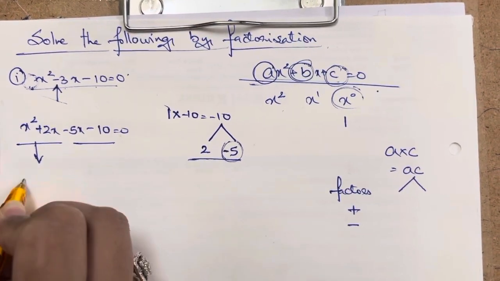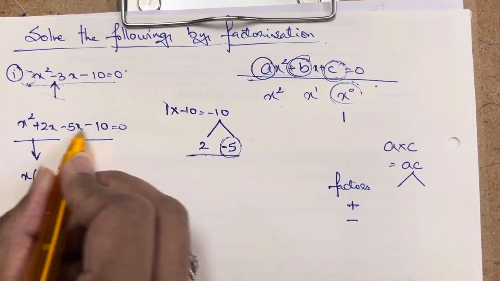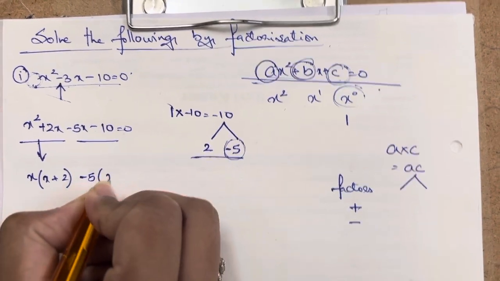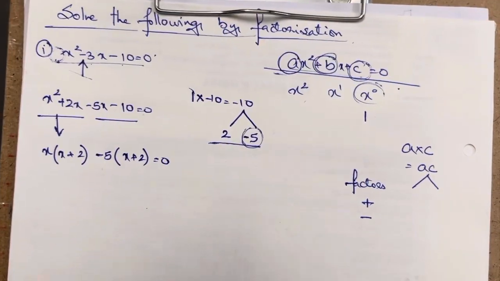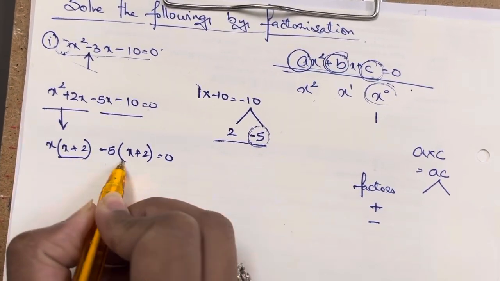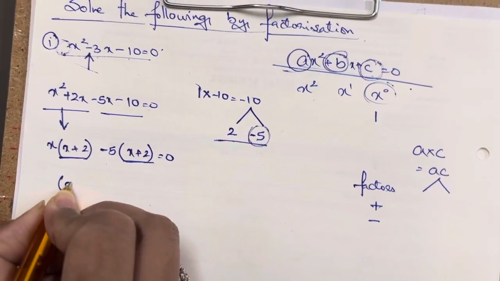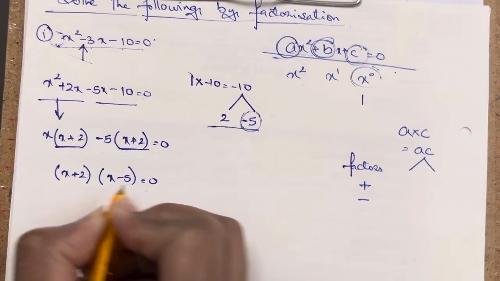What is common here? There's an x common here. x plus 2 is what I'm left with. Here you can see minus 5 is common in both of them. So minus 5 goes out and the left-hand side will be x plus 2 is equal to 0. Now the catch is that the first bracket and the second bracket should be exactly the same so that you can factorize it again. So x plus 2 goes out and you are left with x minus 5 is equal to 0.